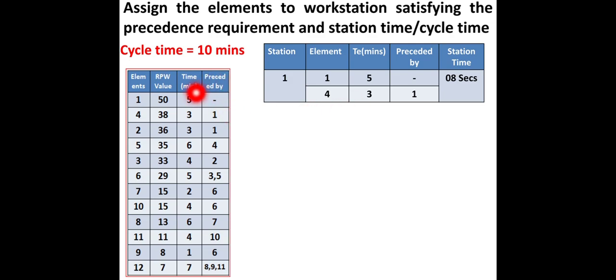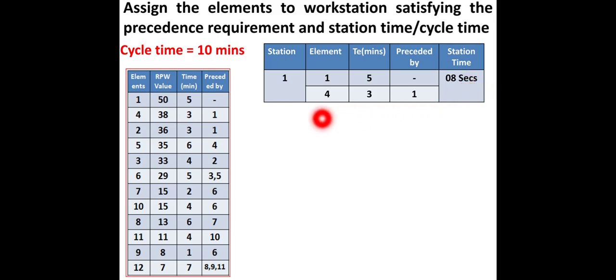As I already mentioned, you need to always consider the element which does not have any precedence constraint. In this problem, I have only one element which does not have any precedence constraint, that is element number 1 of element time 5 minutes. Here the ideal cycle time is how much? 10 minutes. By default it is written as 8 seconds, it is actually minutes.